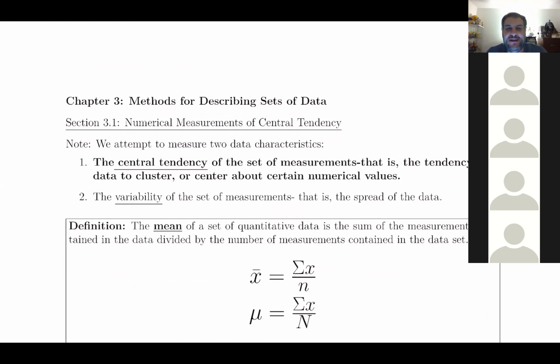All right. So in chapter 3, we're going to be focusing on 3.1. We're going to be focusing on the central tendency. The central tendency is telling us what tends to happen the most. The way that we're going to be measuring the central tendency at the beginning is using the mean. So the mean is going to tell us what the central tendency is.